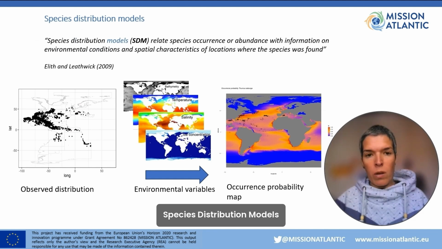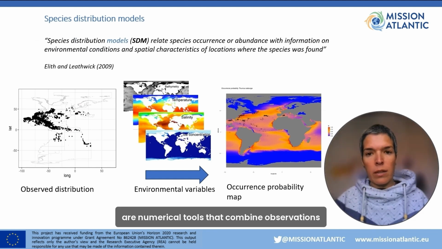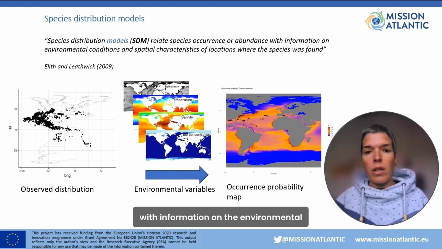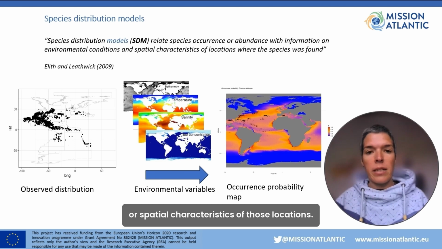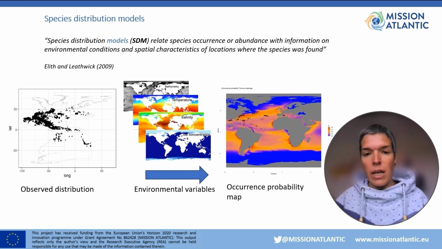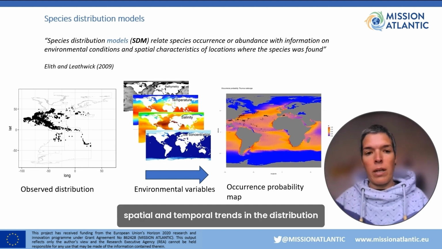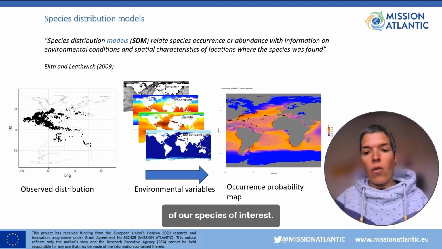Species distribution models are numerical tools that combine observations of species occurrence or abundance at known locations with information on the environmental or spatial characteristics of those locations. SDMs can be used to predict spatial and temporal trends in the distribution of our species of interest.